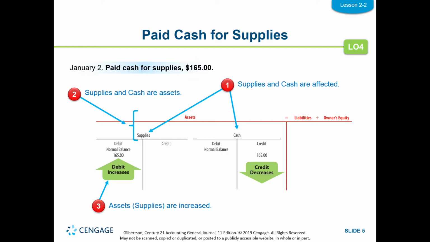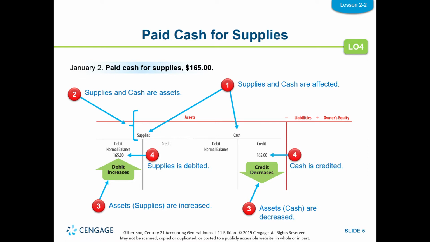Okay, so I'm increasing my supplies, decreasing my asset cash. So the fourth question is, how do I enter the amount? Well, I'm increasing supplies, so I'm going to debit that asset $165. I'm decreasing cash, so I credit cash $165. So I'm adding and subtracting. I've stayed on the same side of the equal sign, so I've got to do opposites.